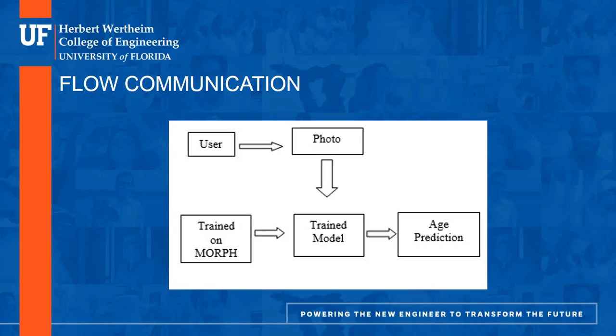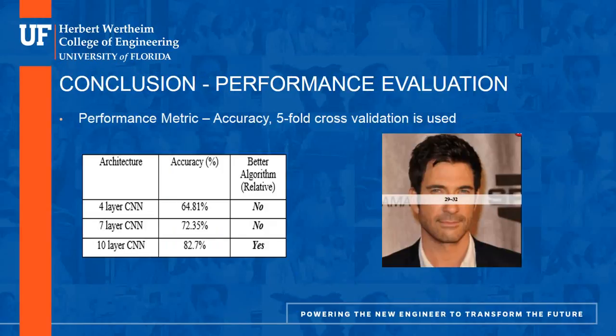We first train on the MORPH database, then the user uploads the photo onto the trained model. So we get an age prediction, which is the classes from 0 to 9, which determines what age group the individual whose photograph was uploaded belongs to. Here is a more pictorial representation of what was said in the previous slide. If you look at the picture on the right side, once we upload the same picture in the system architecture, we obtain the result that this individual belongs to the age group 29 to 32.